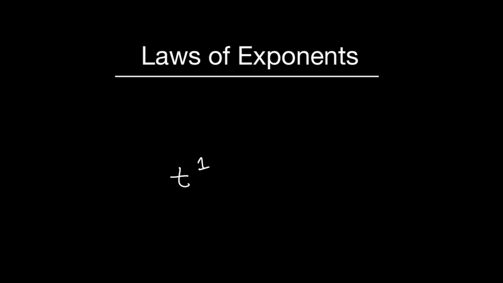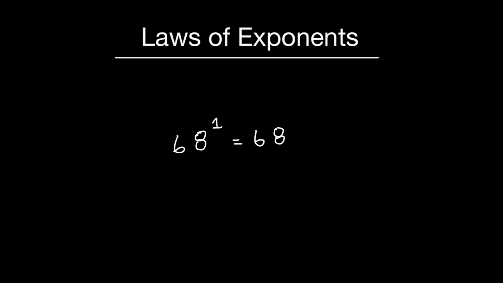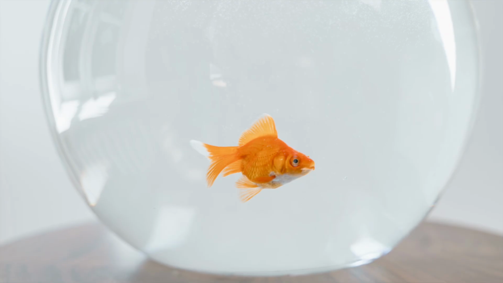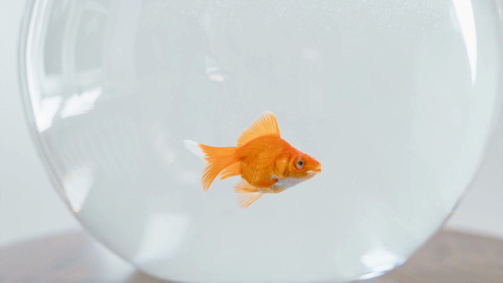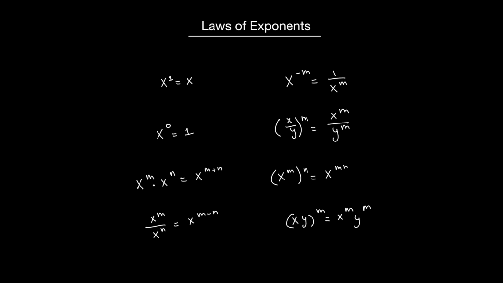If we have a different variable like t to the power of 1, we will get t. If we have 68 to the power of 1, we will get 68. If we have a goldfish to the power of 1, we will get that goldfish, because anything to the power of 1 will get you that value.